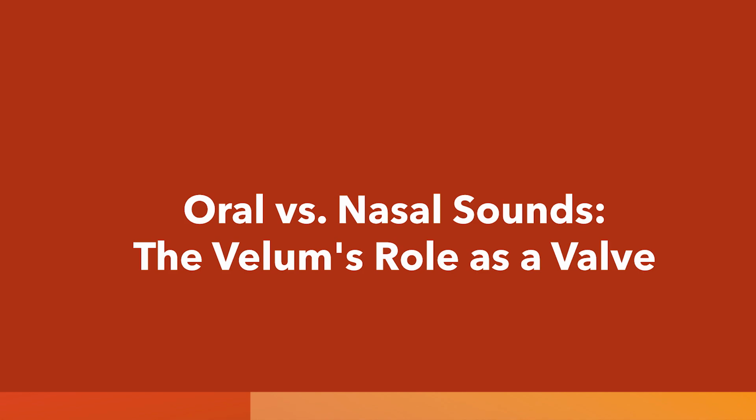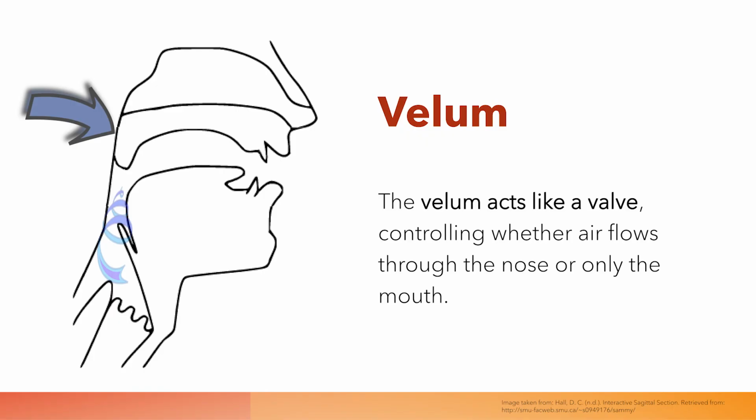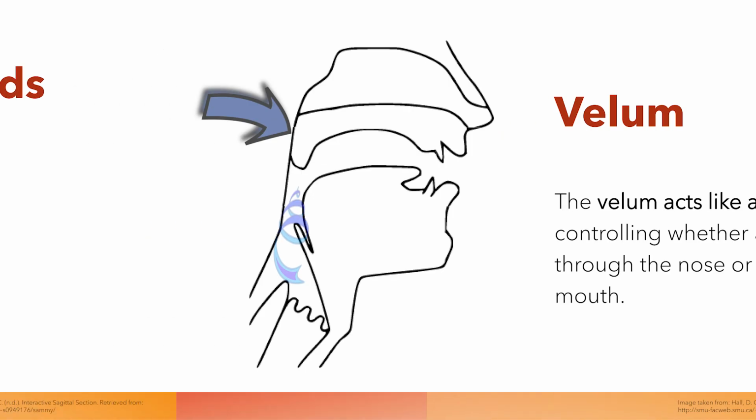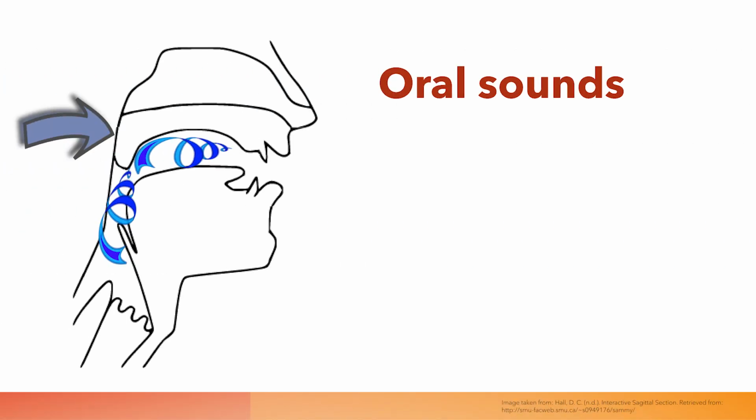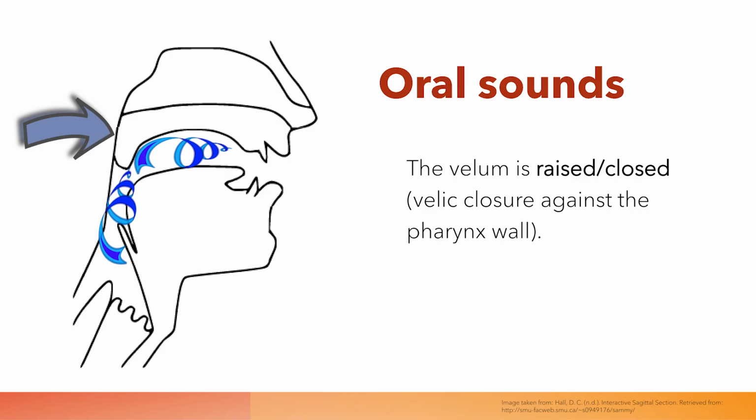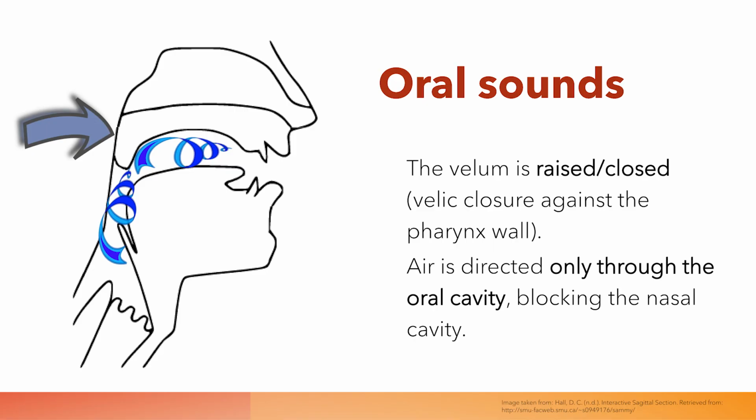Oral versus nasal sounds, the velum's role as a valve. The velum acts like a valve, controlling whether air flows through the nose or only the mouth. For oral speech sounds, which include most vowels and consonants in English and other languages, the velum is typically raised or closed, forming a V-like closure against the back wall of the pharynx. This directs all the air exclusively through the oral cavity, preventing access to the nasal cavity.